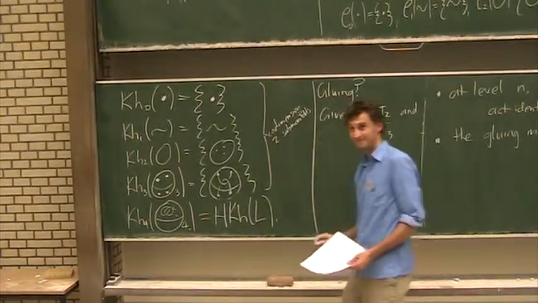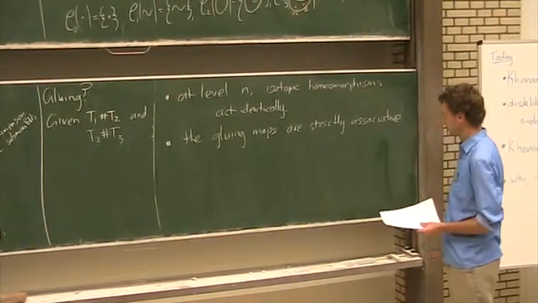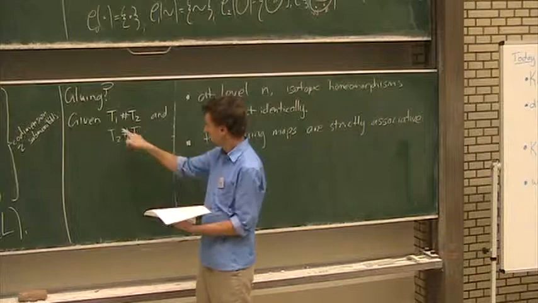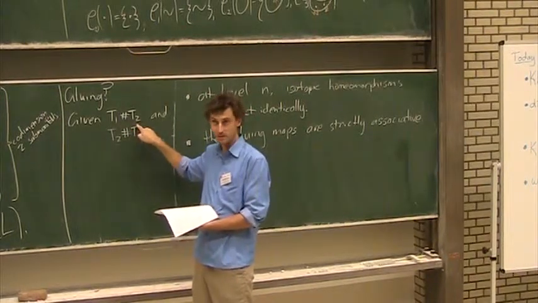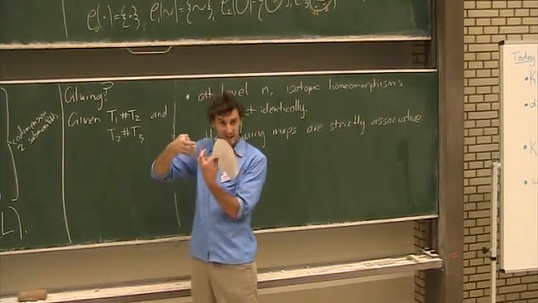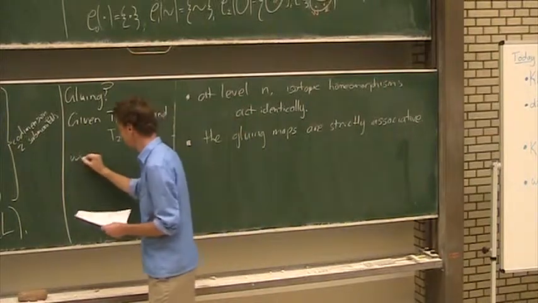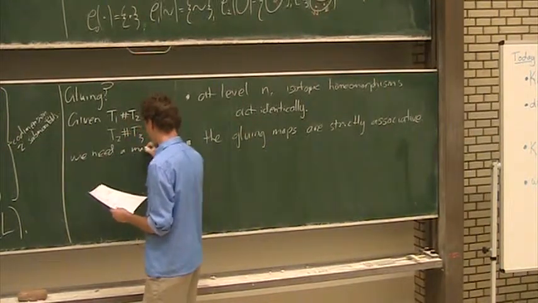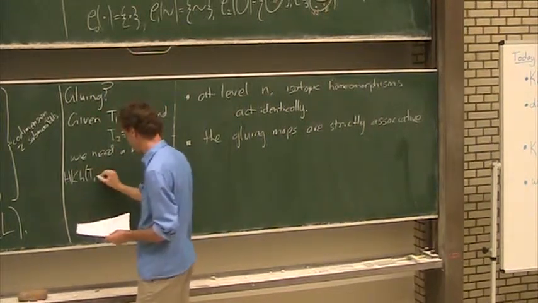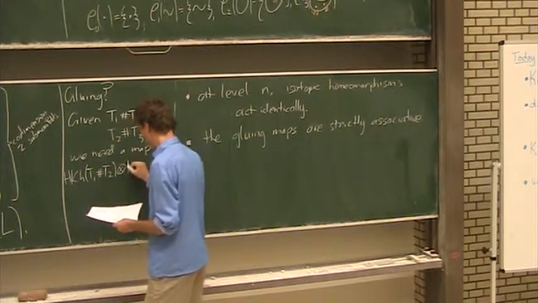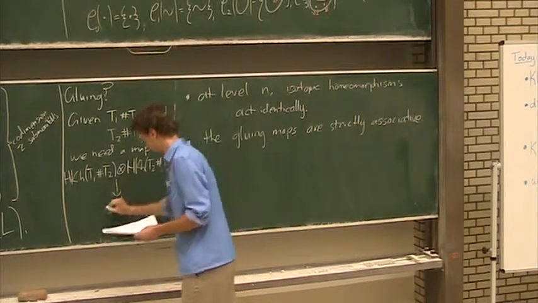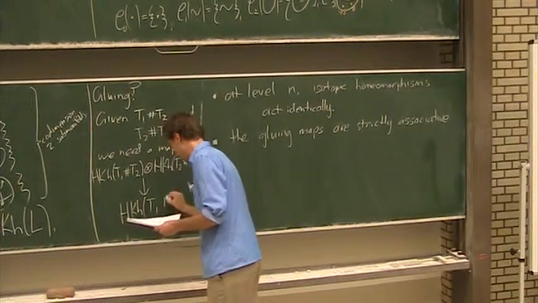Let's do the morphisms now. Okay. So how do I get the gluing maps here? Well, given two balls that I want to glue together, one of them is going to have a link that looks like T1 union T2, and the other one is going to have a link that looks like T2 union T3. These T2s are the bit of the link in the disk that we're gluing along. Okay? So we need a map from the homology of T1 union T2, tensored with the homology of T2 union T3, to the homology of T1 union T3.